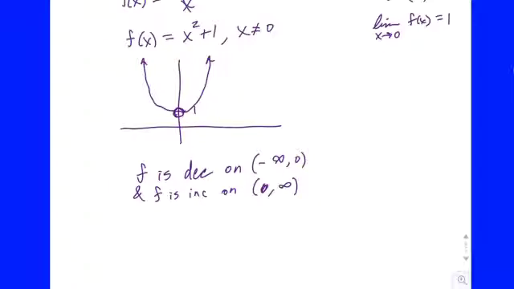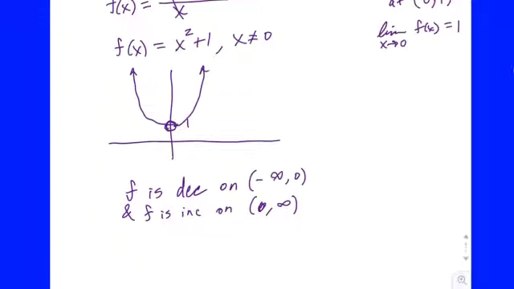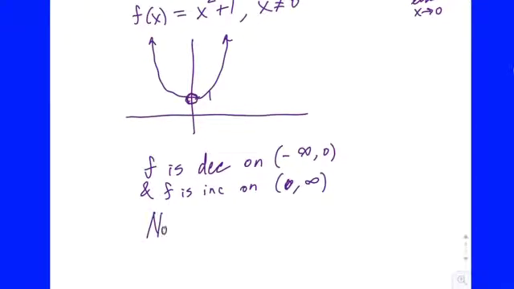Not even, right? Because it's not defined there. So do we have any local extrema? There's no local extrema. No local min, no local max. So no local extrema.